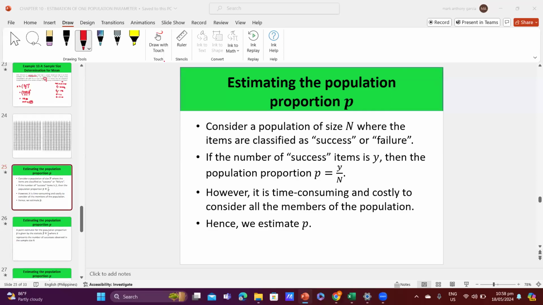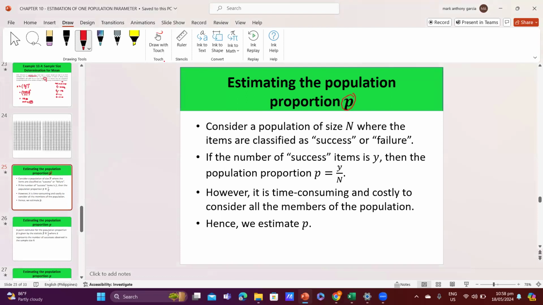Hello everyone. This video is about the interval estimation of the population proportion P. In the previous video, you learned about the three cases of the interval estimation of the population mean mu. Now this time, the parameter that we are estimating is the population proportion P.